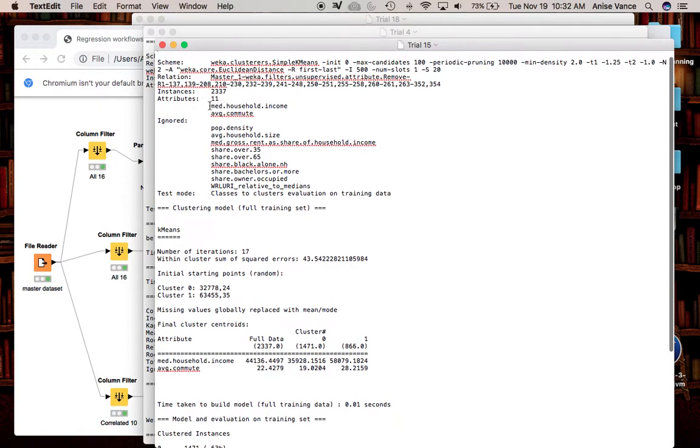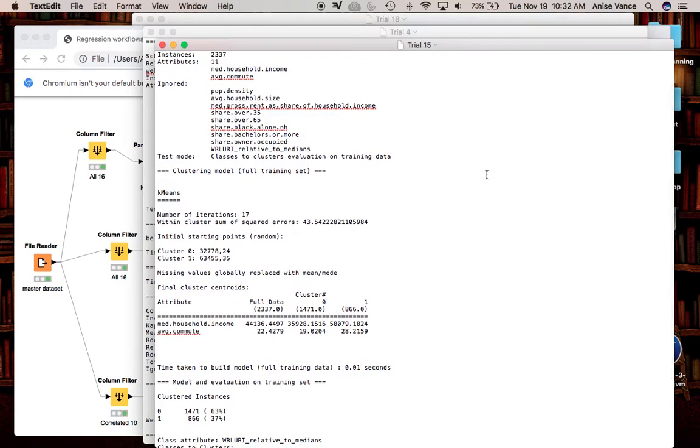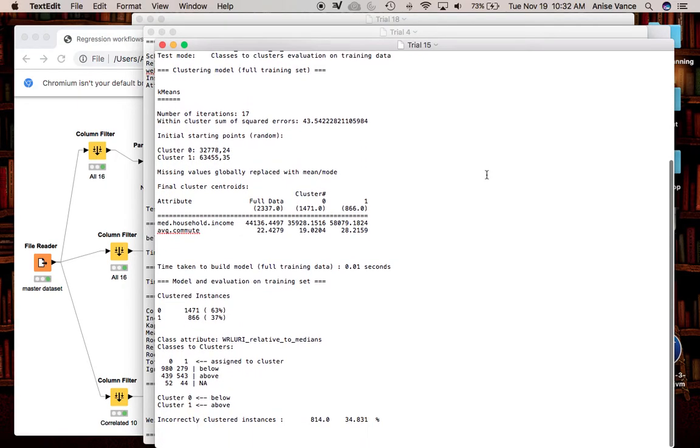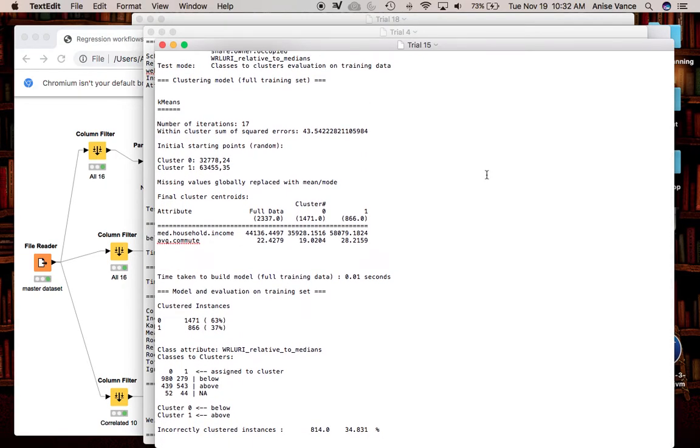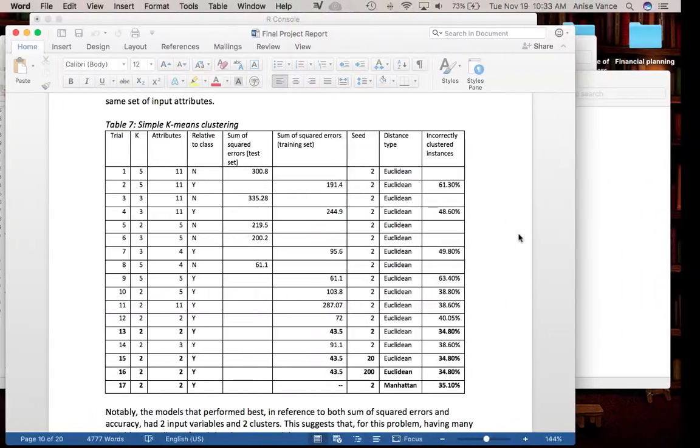And as you can see, the two attributes that were used were median household income and average commute. So again, we're seeing the same variables pop up as really strongly associated. And that remained stable as I kept trying for two, as I lowered my numbers of k, and lowered my attributes. These two variables kept on being the variables that popped up.